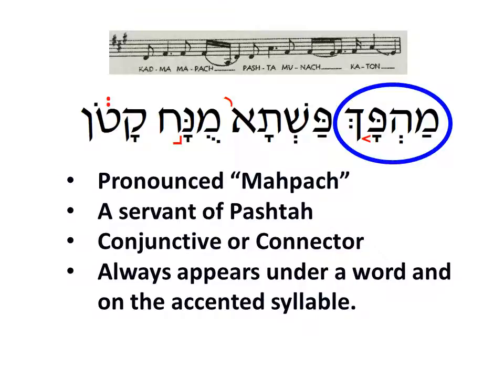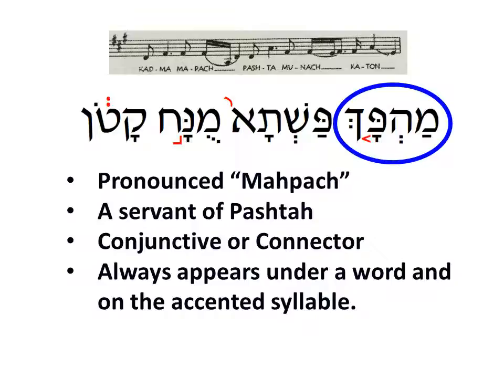Now let's look at the Mapach trope. This is sometimes at the beginning of the family, but sometimes it's the second trope in a family. It looks like a less than sign, which is great because the trope melody for this particular trope mark goes down and back up. So it kind of reminds me of the less than sign in a way. It's pronounced Mapach. It's a servant of Pashta, and it's a conjunctive or connector trope. In other words, it always is leading to the Pashta. And it always appears under a word and on the accented syllable. It moves around.